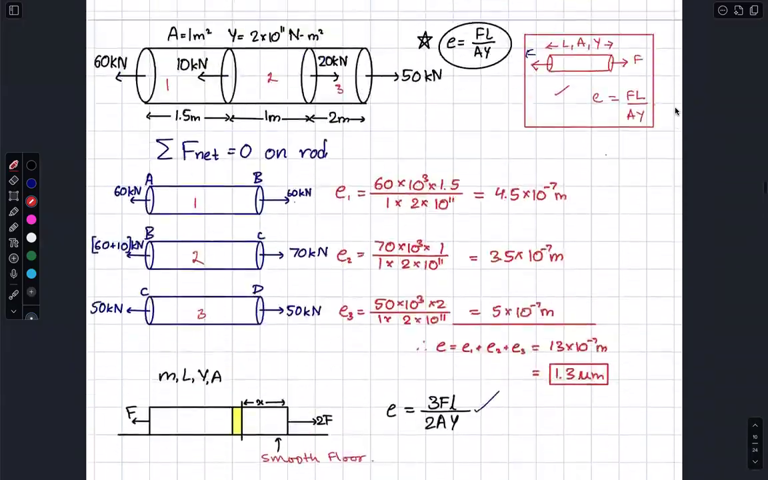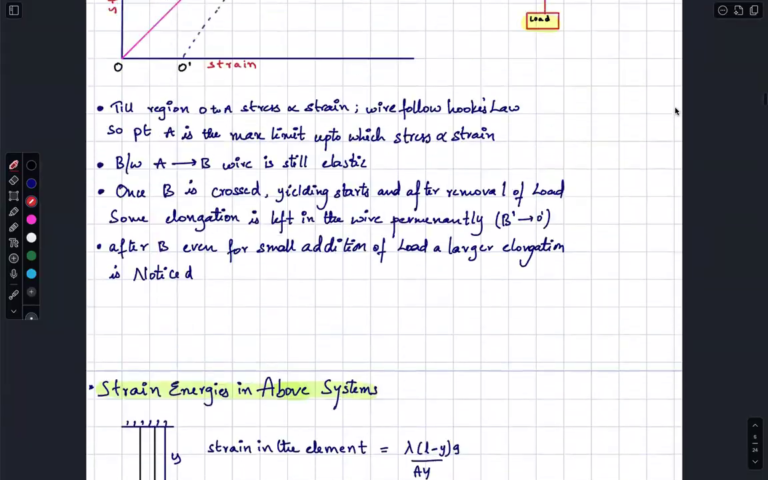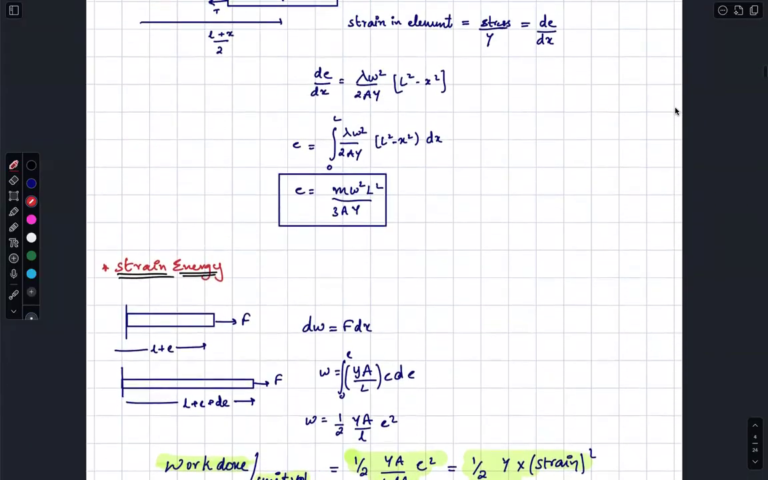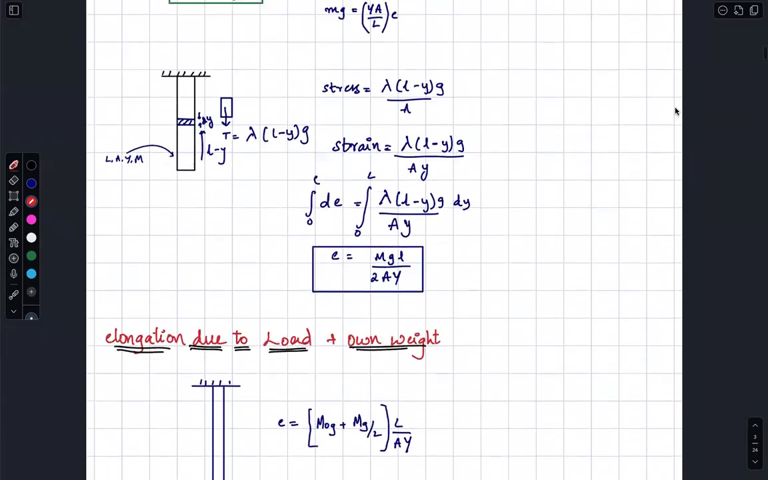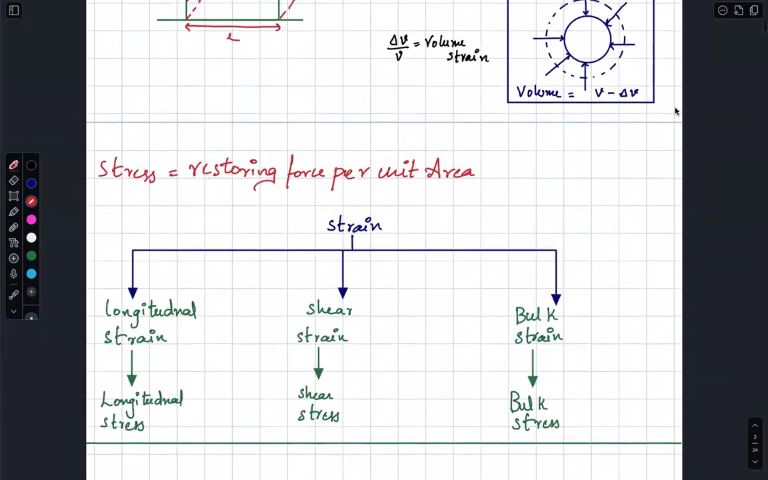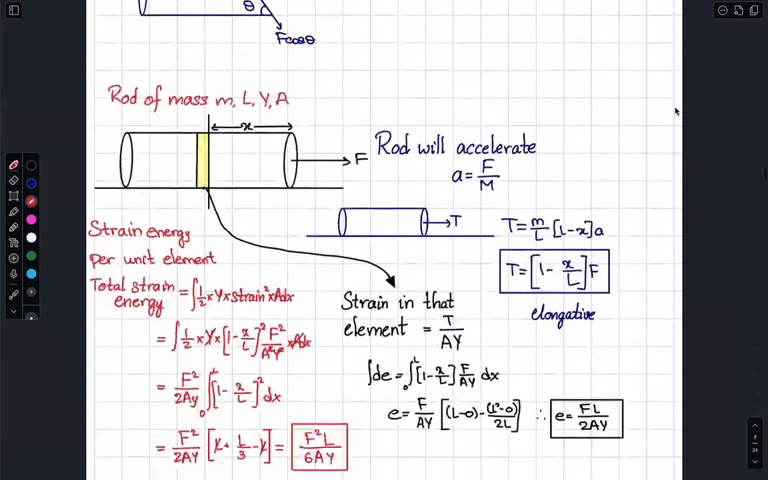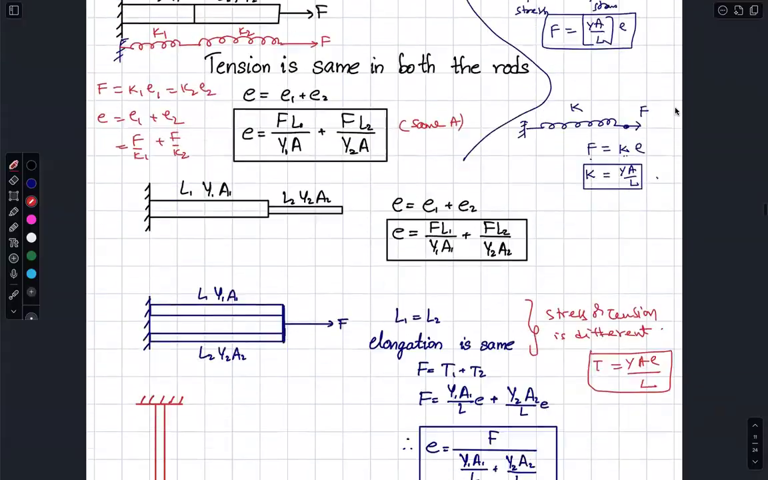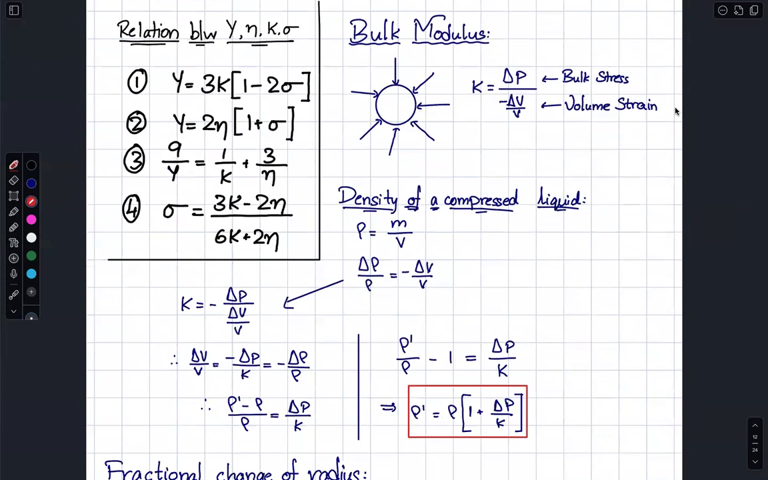One minute, let me check if anything else is missing. From the theory point of view, I have done all. Strain energy also I have done yesterday only. Right, done all. I need to close elasticity theory at least today. Already bulk modulus I have introduced.